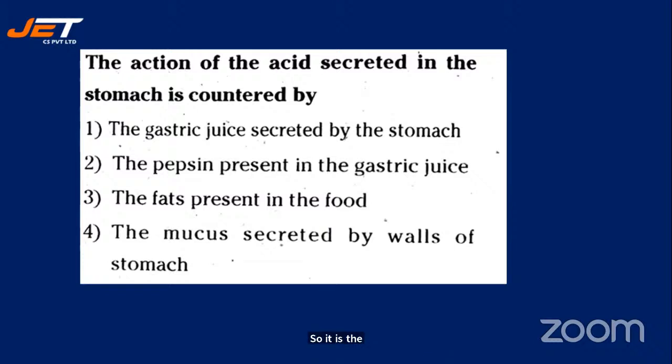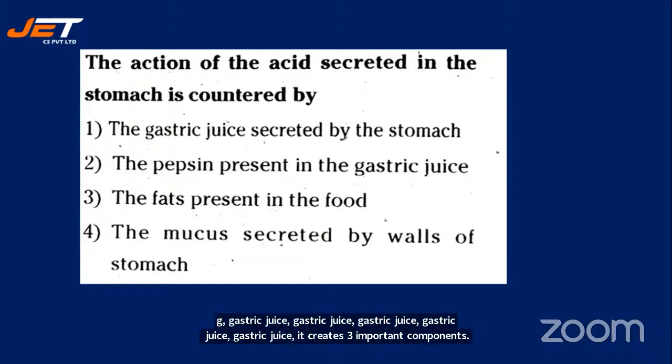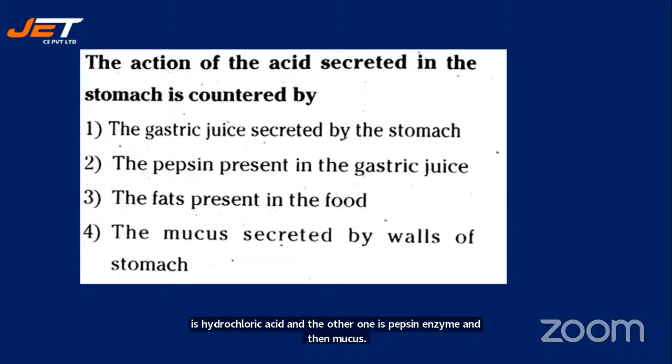So the gastric gland secretes gastric juice. Gastric juice has three important components: one is hydrochloric acid, the other is pepsin enzyme, and then mucus. This mucus protects the wall of the stomach.